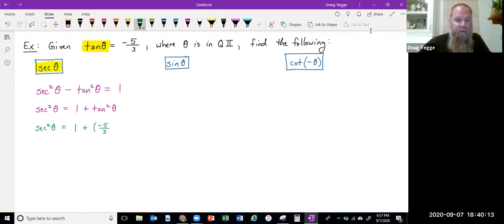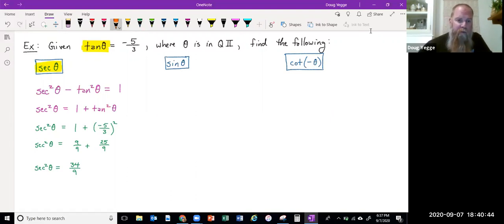-5/3 squared. In other words, this gives us 25/9, so we need to add that to 1, which is 9/9. And therefore, we find out that secant squared theta is equal to 34/9. Now, that's not what we want, but it's really close. We wanted secant theta, not secant squared theta.